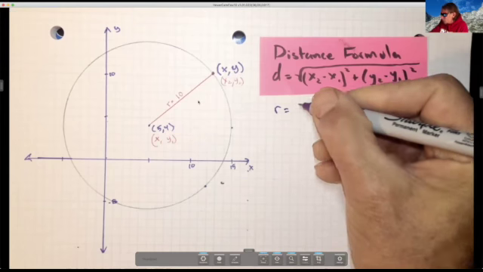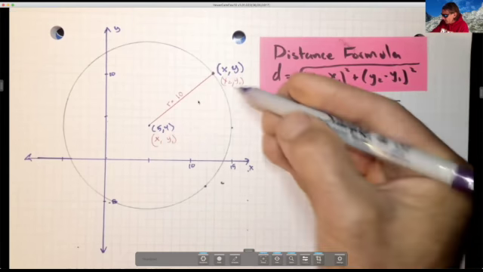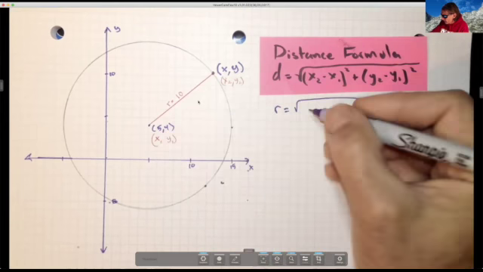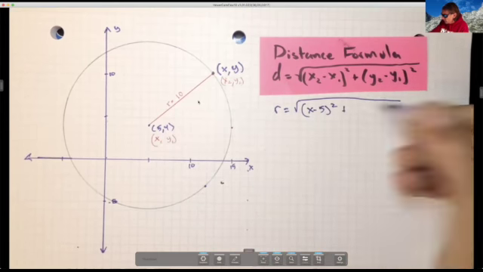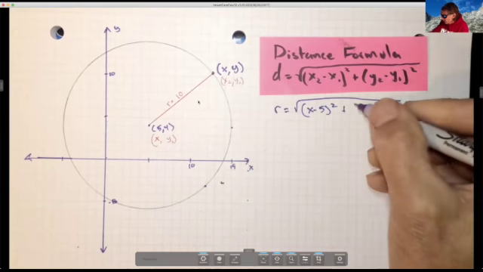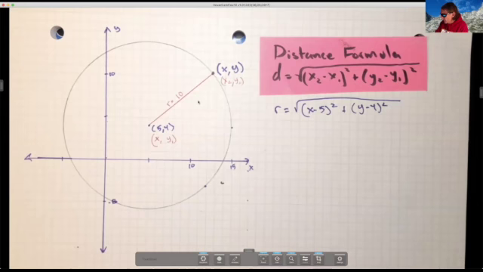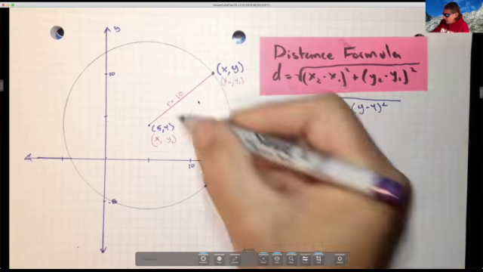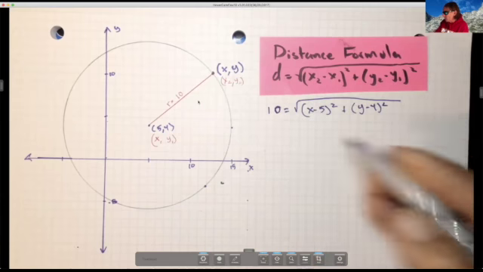r equals the square root of x2 minus x1. That's x minus 5 squared plus, and that would be y minus 4 squared. Oh yeah, the radius is 10, so I could just make this a 10, and I have the equation of this circle.